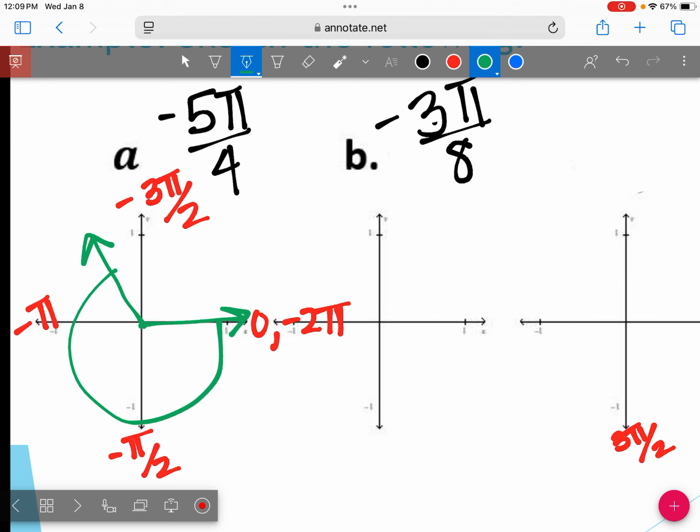All right, negative 3 pi over 8. Show me with your fingers. What quadrant? Quadrant. Okay. Quadrant 4.